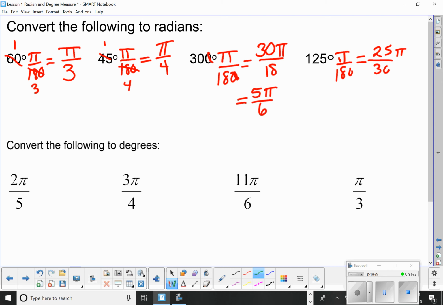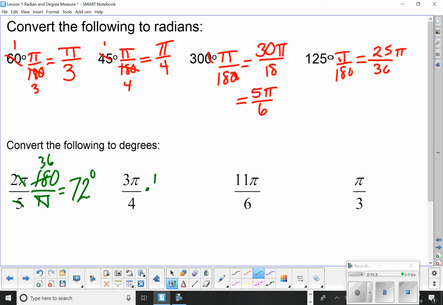Now, what if we go the other way? Well, we're going to multiply by 180 over pi. And the nice thing here is the pi's will cancel. But before you just say 360 over 5, please do 180 divided by 5 is 36. So now you're going to get 36. 2 times 36 is 72 degrees.